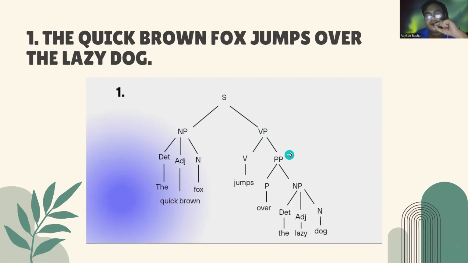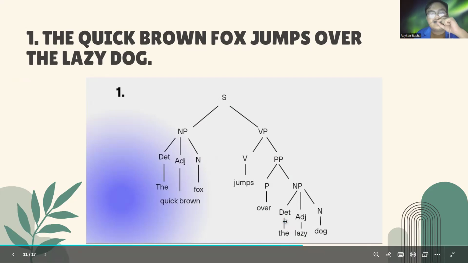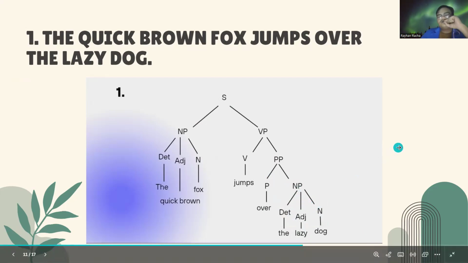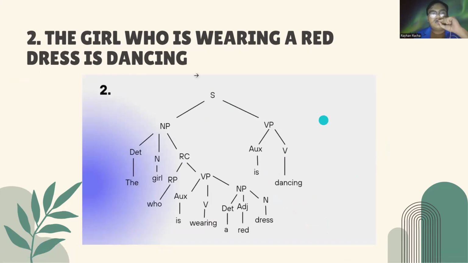And then we have a prepositional phrase. The prepositional phrase we can divide into a preposition, which is over, and another noun phrase that can be divided again into a determiner, the word the, an adjective, the word lazy, and also another noun, the word dog.